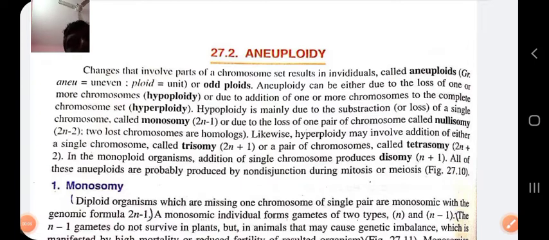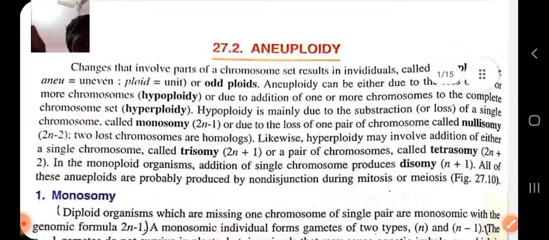Today, I'm going to discuss with you all about aneuploidy. In the last videos, we have discussed euploidy, that is the monoploidy and the polyploidy. So, let us discuss aneuploidy today. Now, what does aneuploidy mean? It simply means change in the number of chromosomes from the chromosome sets.